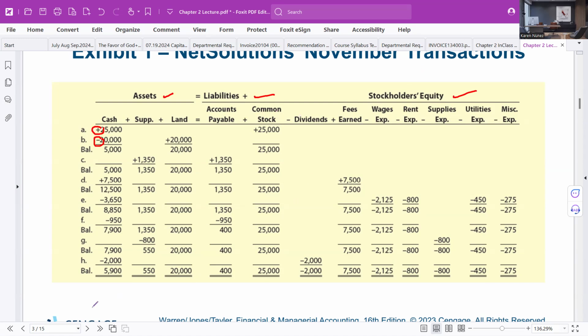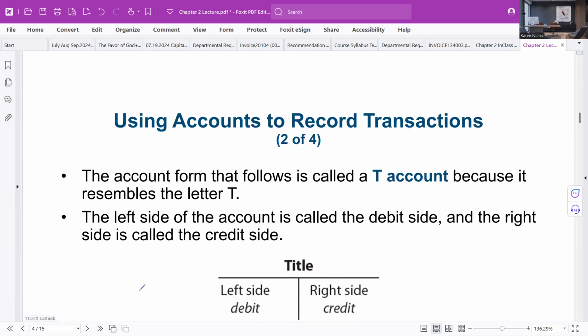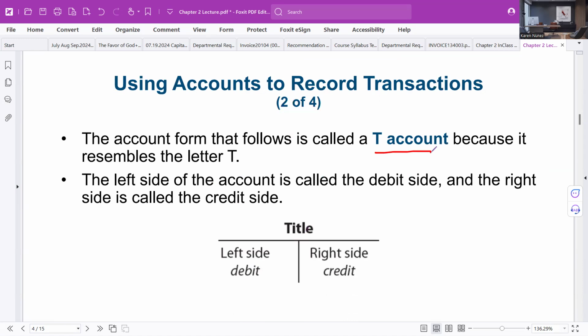Now, let's talk about more formal descriptors of these accounts. The basic account form that we're going to use is called the T account. It's called the T account because it kind of looks like a T, right? And we've got those three things. We've got the title. Every account has to have a title. Every account has to have a way of increasing it and a way of decreasing it.